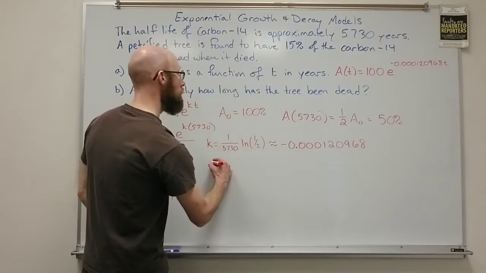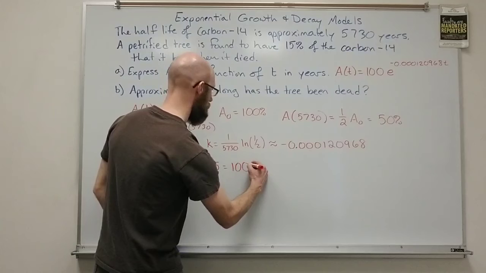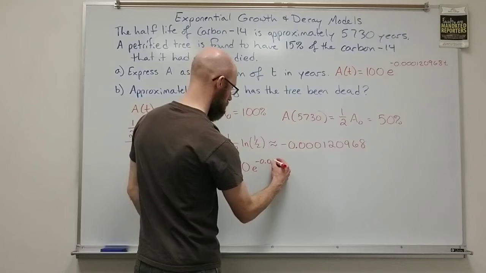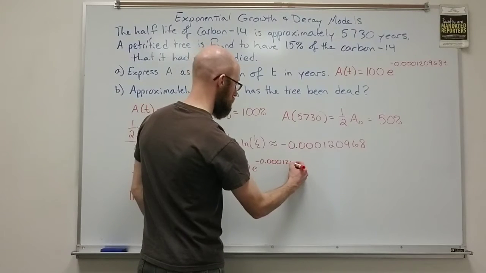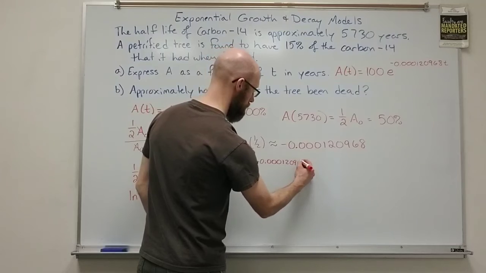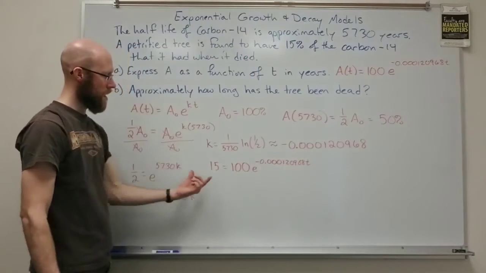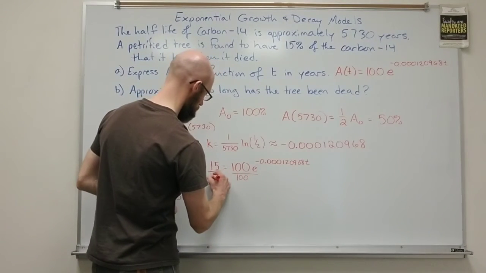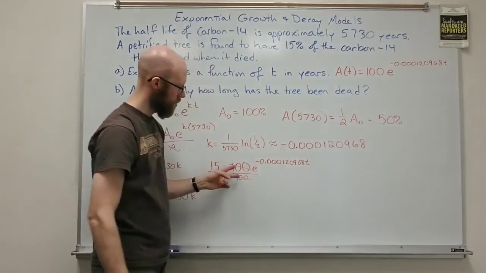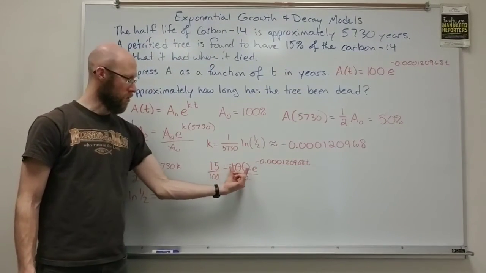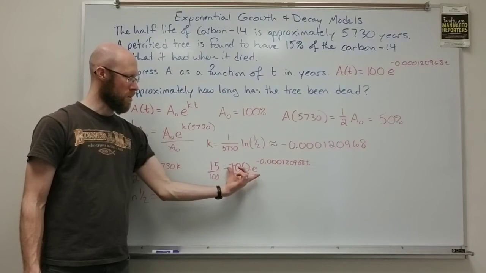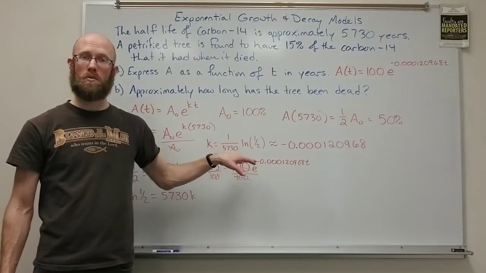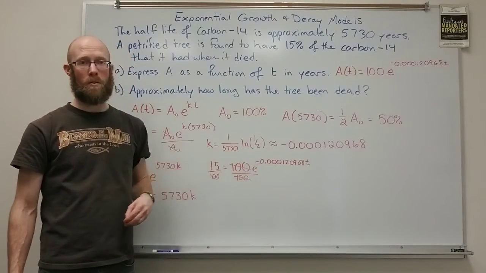All right, so we would say that 15 equals 100 times e to the negative 0.000120968t. And to solve that, I would again divide out the 100. Got to divide out the initial value first. Don't forget to do that. If you take the natural log right away, it's going to create an issue here with that 100. You don't want to just leave that hanging out. You can't really eliminate the e with a natural log until you've gotten rid of its coefficient.